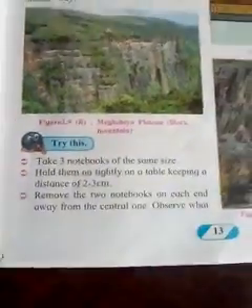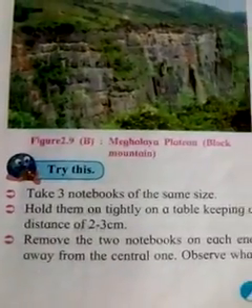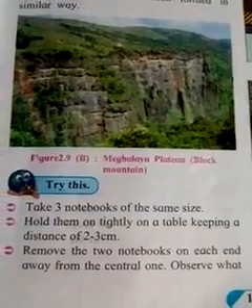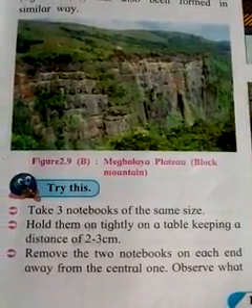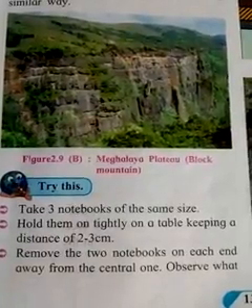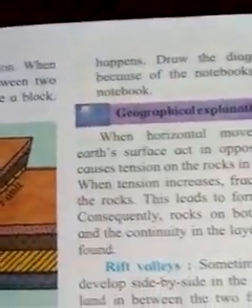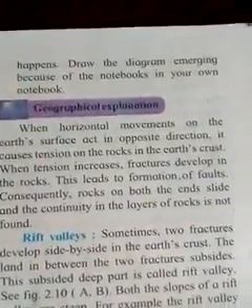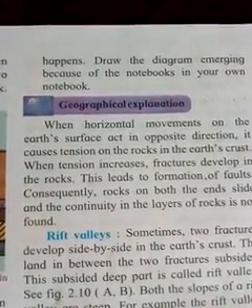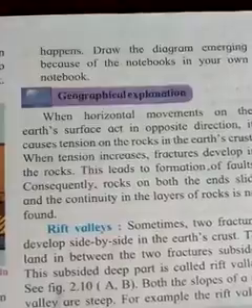Here the next activity is given. Take 3 notebooks of the same size, hold them tightly on a table, keeping a distance of 2 or 3 centimeters. Remove the 2 notebooks on each end away from the center one and observe. What happened? Draw the diagram. Do this activity in your notebook.